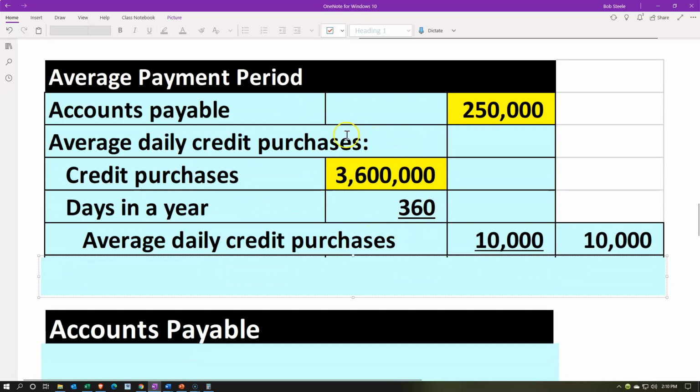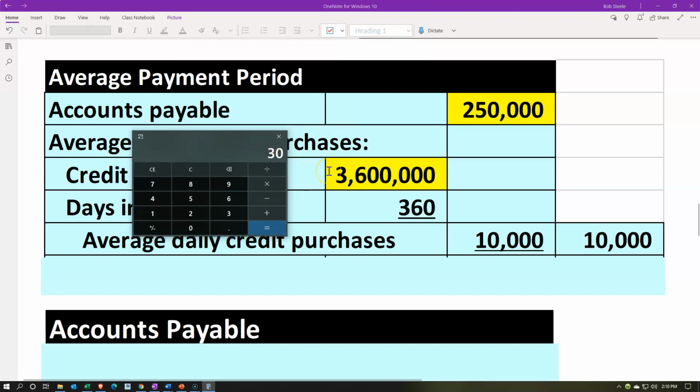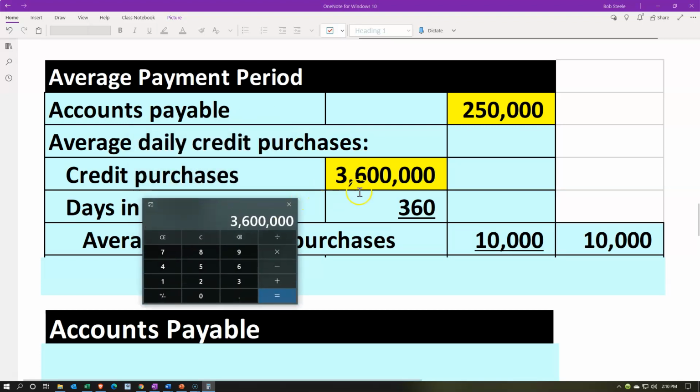If we had that, we can then back into what we think are basically the yearly credit purchases by saying this would be the unknown, X divided by 360 equals 10,000. So we can then say, well, then 360 times 10,000 is going to be the yearly credit purchases. And I can double check that by taking the 3,600,000 divided by 360 to get back to the 10,000.